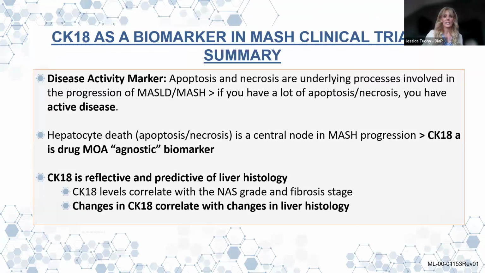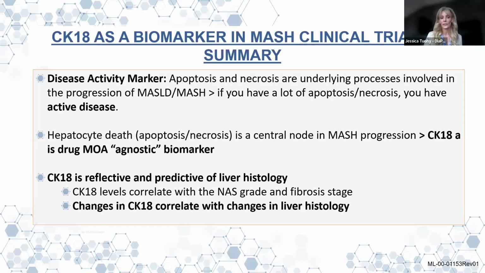All right, so just to finish up, in summary, I hope that I was able to show you today that CK18 is a disease activity marker. Apoptosis and necrosis are underlying processes in the progression of MASLD and MASH. If you have a lot of apoptosis and necrosis, you get a lot of CK18, you have a lot of active disease. Hepatocyte death, apoptosis, is a central node in MASH progression, and that makes CK18 a drug mechanism of action agnostic biomarker. CK18 is reflective and predictive of liver histology.